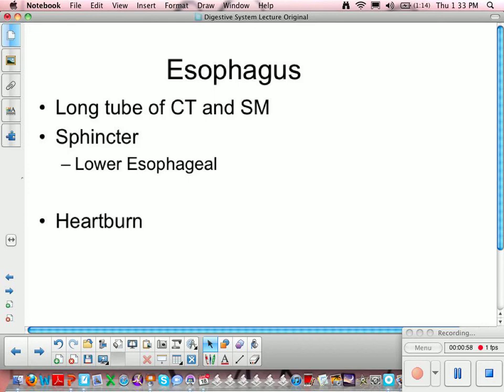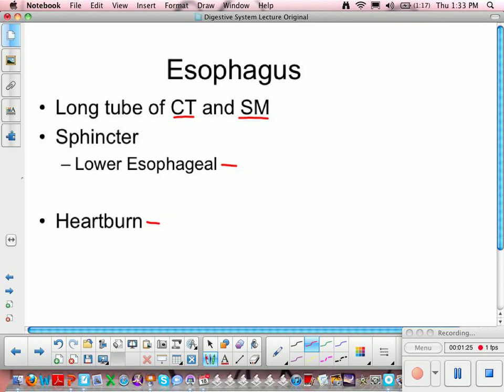The esophagus is just a long tube, lies posterior to the larynx, made of connective tissue and smooth muscle, just like all the other parts of the alimentary canal. It has a sphincter at the bottom called the lower esophageal sphincter, and that sphincter is under sympathetic control and is normally closed.